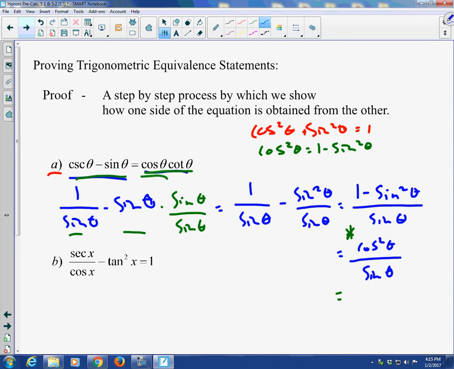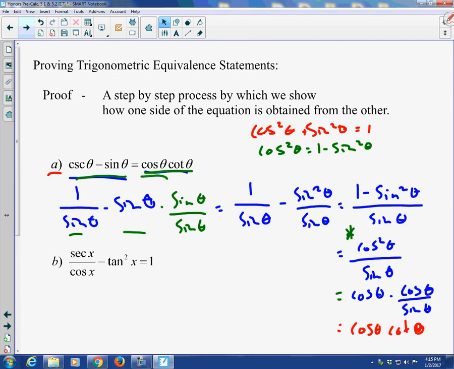So right here, if I factor out a cosine from my numerator, I'm going to have the multiplication of cosine times cosine theta over sine theta. And with our cosine theta over sine theta, we've got cosine theta times, and cosine theta over sine theta is cotan theta.